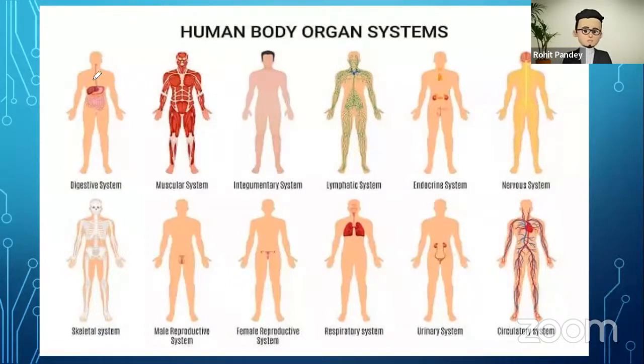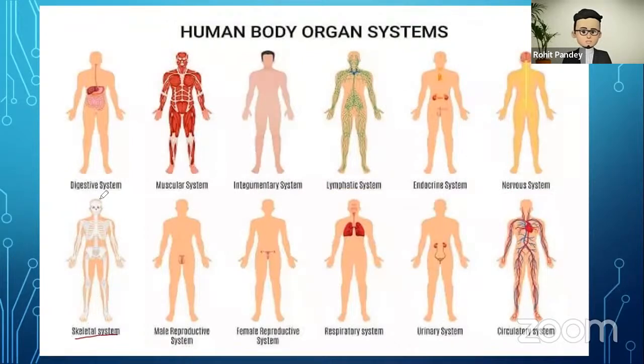Here you can see that it is the digestive system, and then the muscular system. Here we take food from the mouth and it gets out from the anus. Here you can see the musculoskeletal system, the integumentary system, the lymphatic system, the endocrine system, where the kidney and thyroid come, and the nervous system, brain, central nervous system, the spinal cord and all.